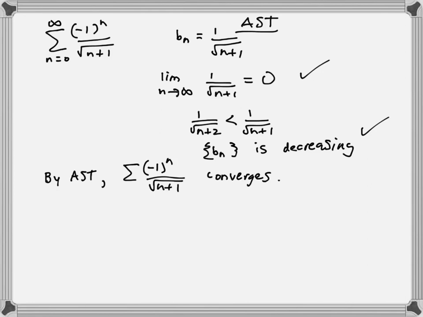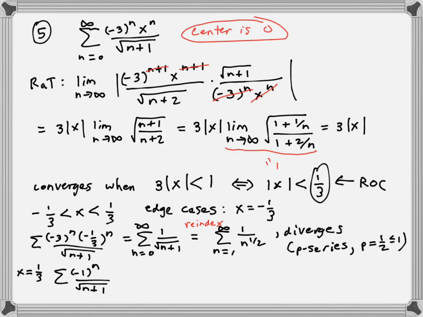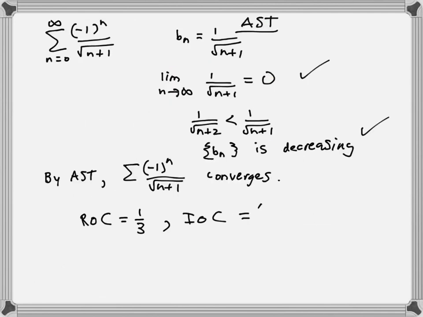Okay. And so we're ready to write down our answer. Our ROC, remember it was a third, and our IOC, remember we just determined that it converges at 1/3, but it diverged at negative 1/3. So the interval of convergence is negative 1/3, comma 1/3.